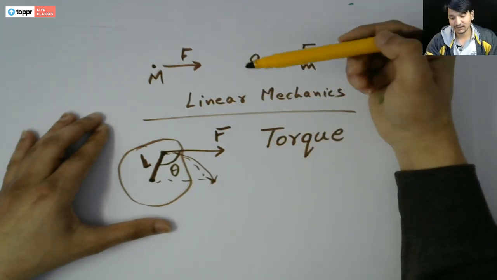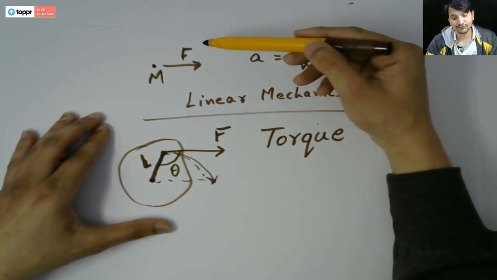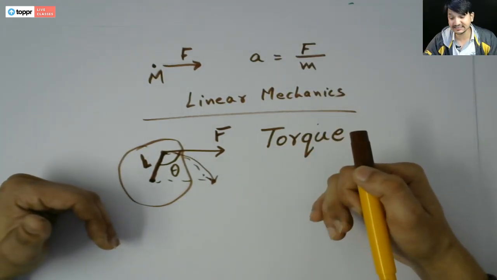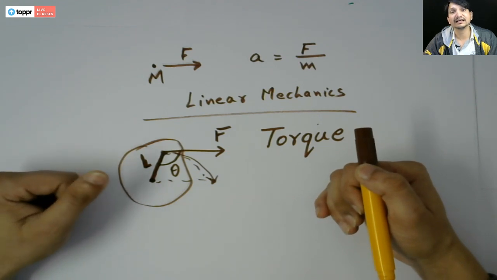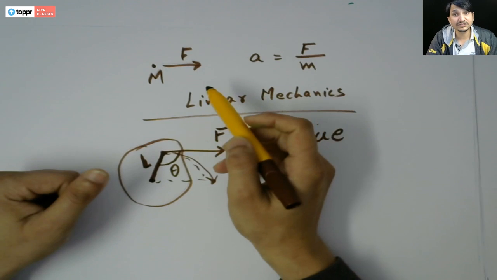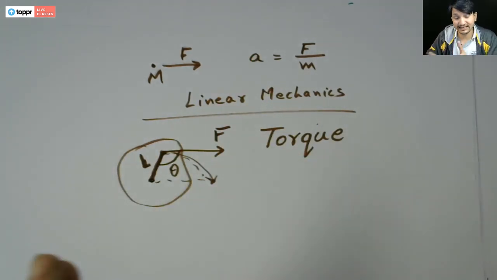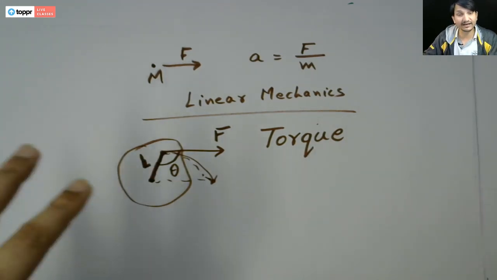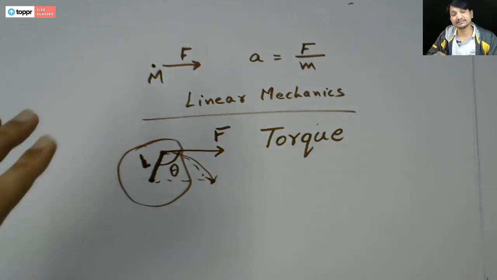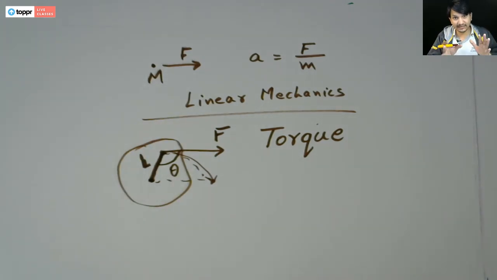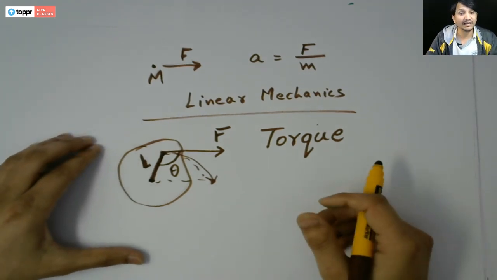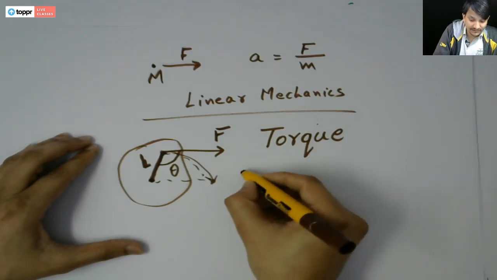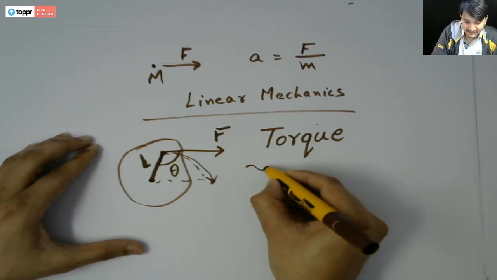So you can say torque is equivalent to force in rotational mechanics. It is not the same quantity, but it does a similar kind of thing. Force tends to accelerate a body linearly, while torque tends to accelerate a body angularly. Means ये किसी बॉडी को टर्न करा सकता है, रोटेट करा सकता है. So that's how torque is. And how do we calculate torque? Torque is written with this symbol.